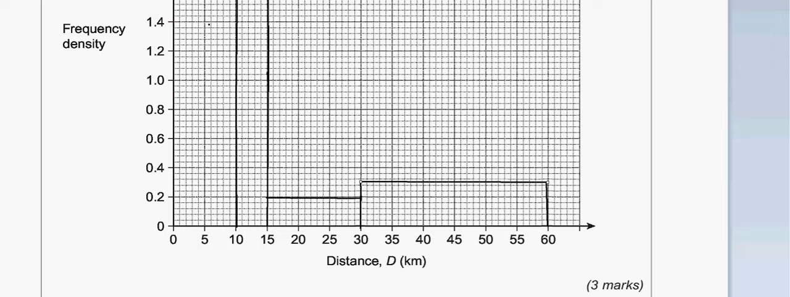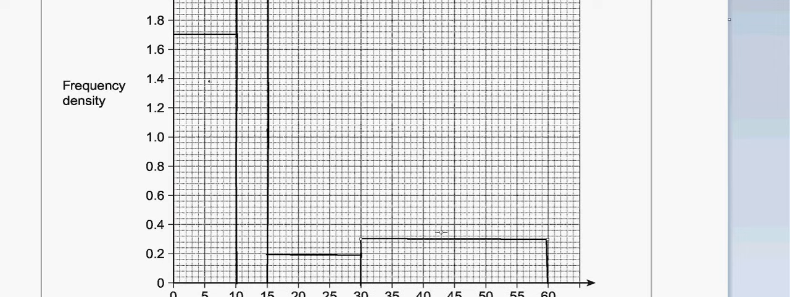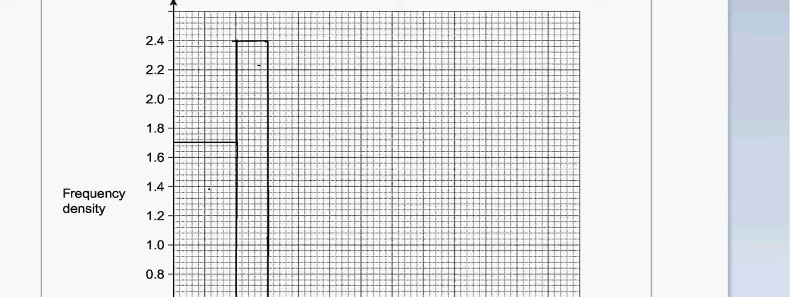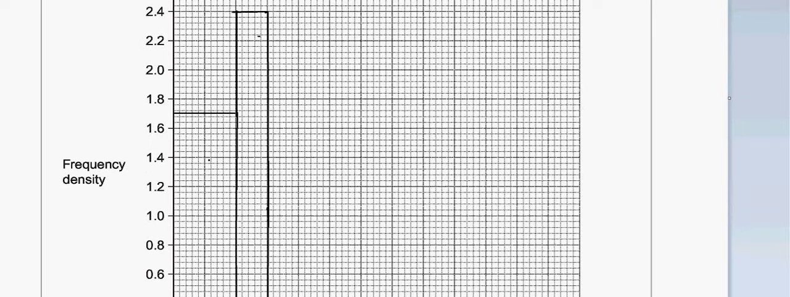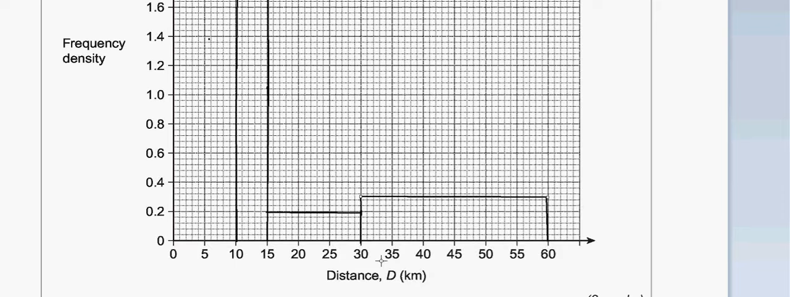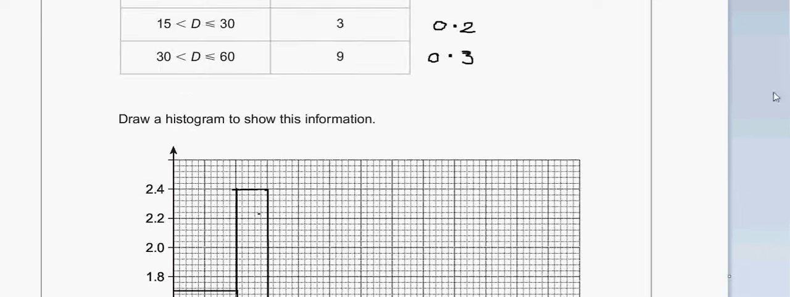And there's my histogram. And you can see here that the bars are all different widths. Now if I was given this histogram here, remember the area is the frequency. So this distance here is 30, this is 0.3. Now 30 multiplied by 0.3 will give me 9, which is exactly what I've got. So quite a nice question there. Okay, so I'll stop there and I'll do a video for the next set of questions.